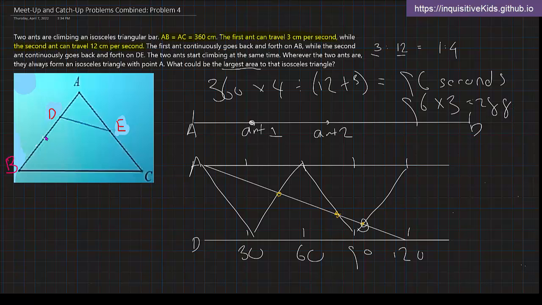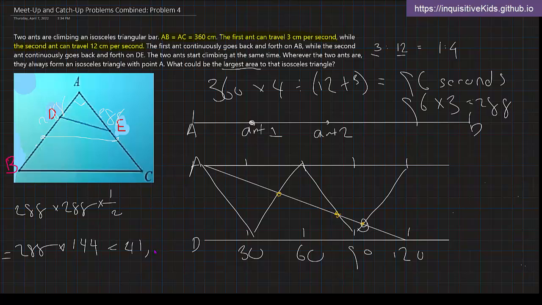Meaning that over here, the side lengths of their isosceles triangle would be 288 and 288. Now over here, this is a right angle. So 288 times 288 times 1/2 equals 288 times 144, which equals 41,472 cm squared. So this is the final answer to the problem.